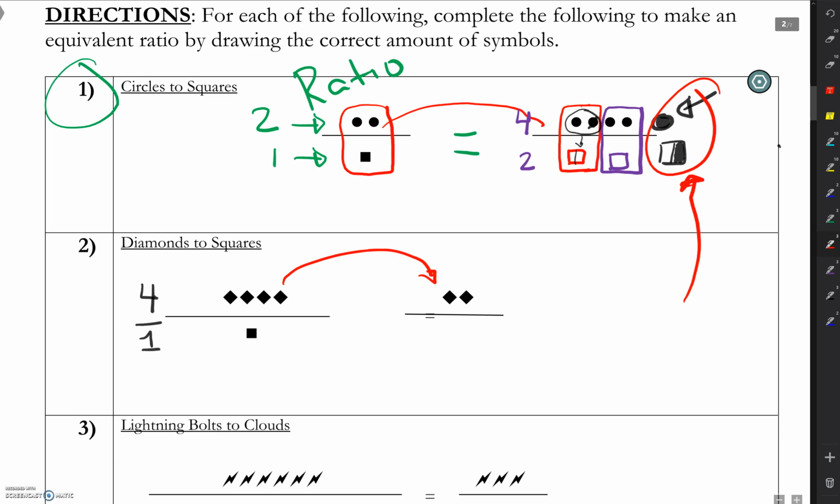So 2 diamonds, if I had another 2 diamonds here, I would have a square, but I don't. I don't have 2 more diamonds. I have half of them. And so I'm going to go ahead and erase these.